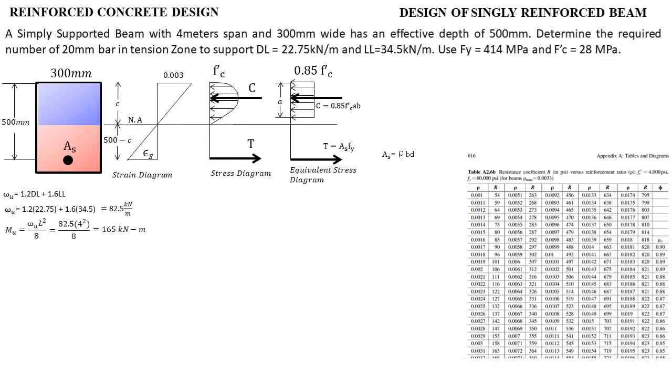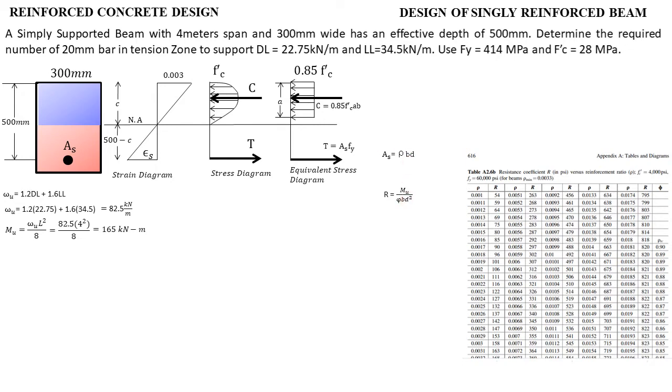So we need to get R first, or the resistance coefficient. What is the formula to get R? R is equal to Mu over phi b d squared. We already have the factored load, or Mu, and phi is equal to 0.9 since our design consideration is on the tension side, so it is tension controlled. And we have b and d. So that is one way to solve the area of steel.